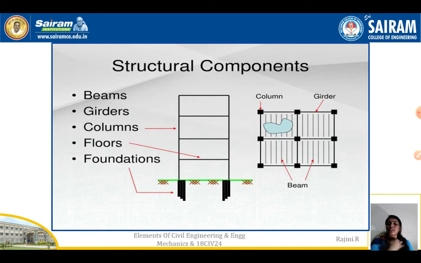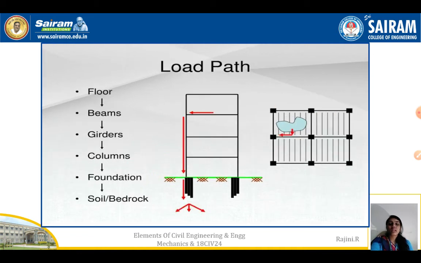Here you can see I was telling about the parts or components of the building: beams, girders, columns, floors, foundation. These are the different components or parts of the building, and they will vary for different structures. Load path, you can see here. First, the floor takes the load and passes it. I have shown the order. The floor first takes the load and passes it to the beams, beams to the girders, girders to the columns, columns to the foundation, and finally it is transferred to the soil or earth surface.